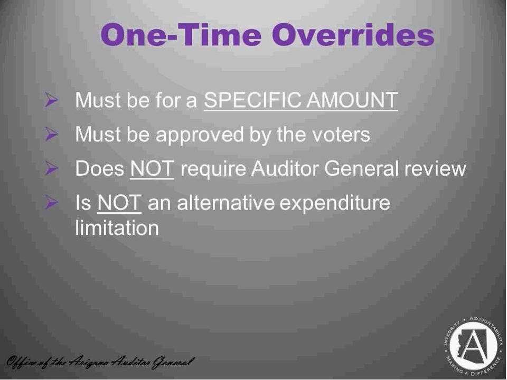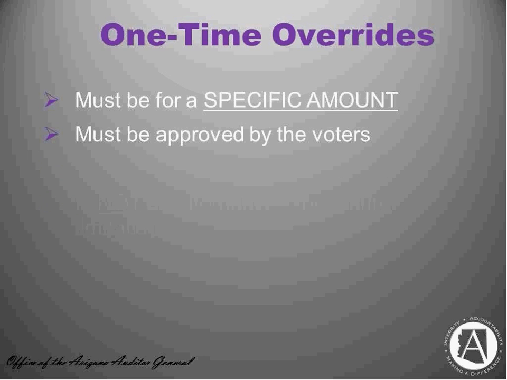One-time overrides are very different from home rules and permanent base adjustments and have a different set of requirements. A one-time override does not allow an entity to establish an alternative expenditure limitation for 1 year. Instead, a one-time override allows an entity to exceed its constitutional expenditure limitation by a specific amount in the fiscal year after the election. As such, the entity's resolution and ballot language should include the specific amount of excess expenditures that voters are being asked to authorize.